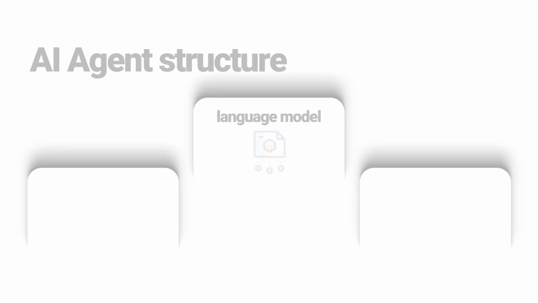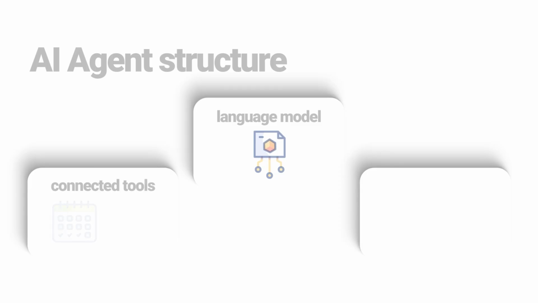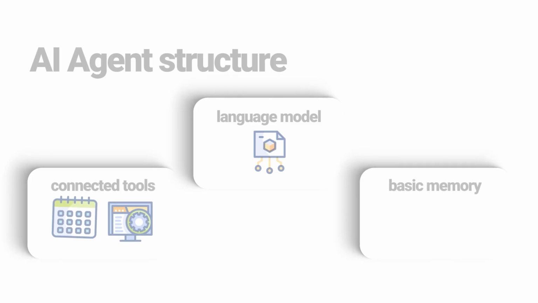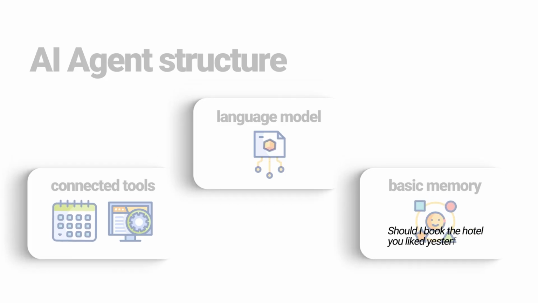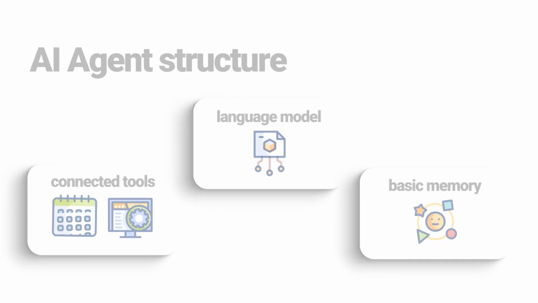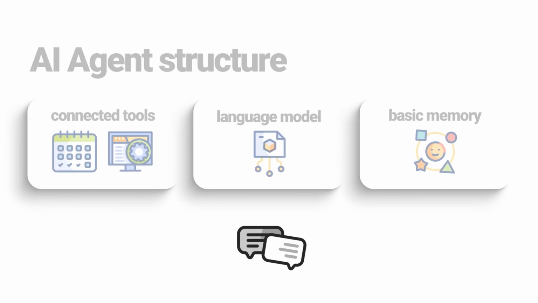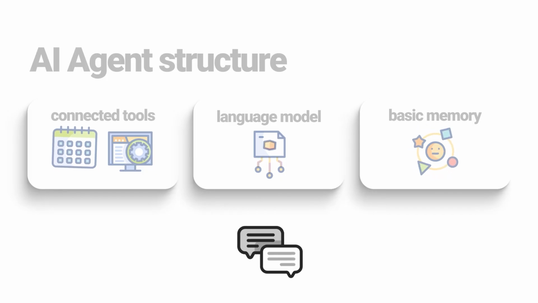Technically, they combine three things: a language model to interpret and reason through instructions, a set of connected tools like calendars or internal systems, and a basic memory that allows for context retention, like, should I book the hotel you liked yesterday? That combination makes them more than just chatbots.